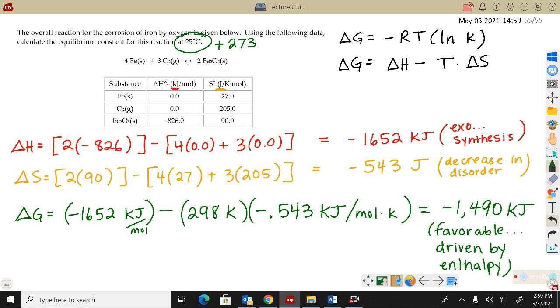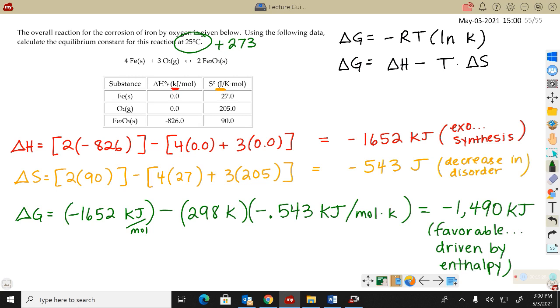Delta H is exothermic, that should be favorable, but delta S is not favorable. So if G is overall still negative, it must be the fact that it was so exothermic that when I compare these two in the same units, yeah, delta S is negative, but it's really small compared to the ginormous value we get for delta H, like negative 1,600 versus negative 0.54. So the exothermic value wins. That's the driving force that makes delta G overall still negative.